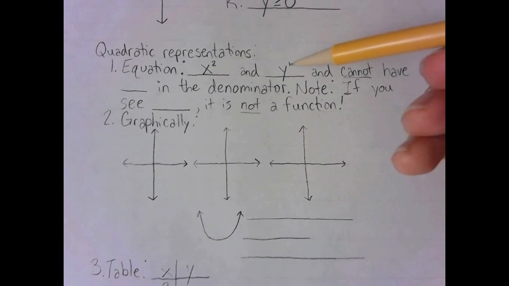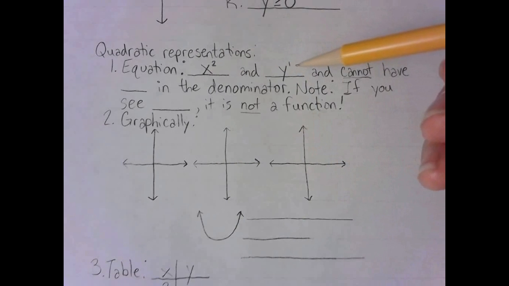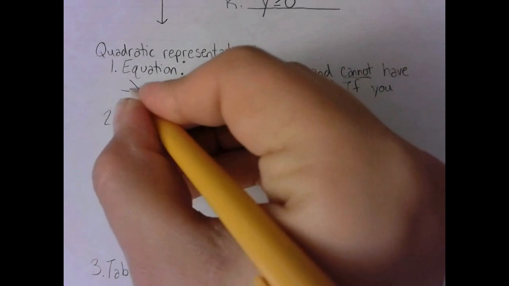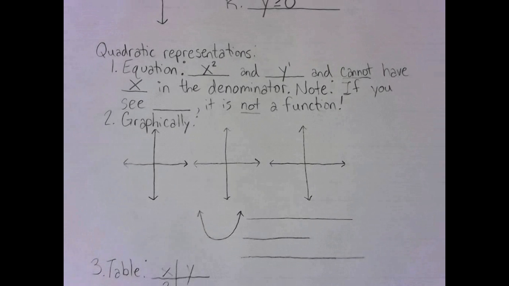So remember, I'm putting that 1 so that you know it cannot have any other exponent. But normally, when we have a variable to the first power, we don't bother writing that 1. So usually you'll just see y, nothing else. And it cannot have x in the denominator. So x cannot be in the bottom of any fraction.